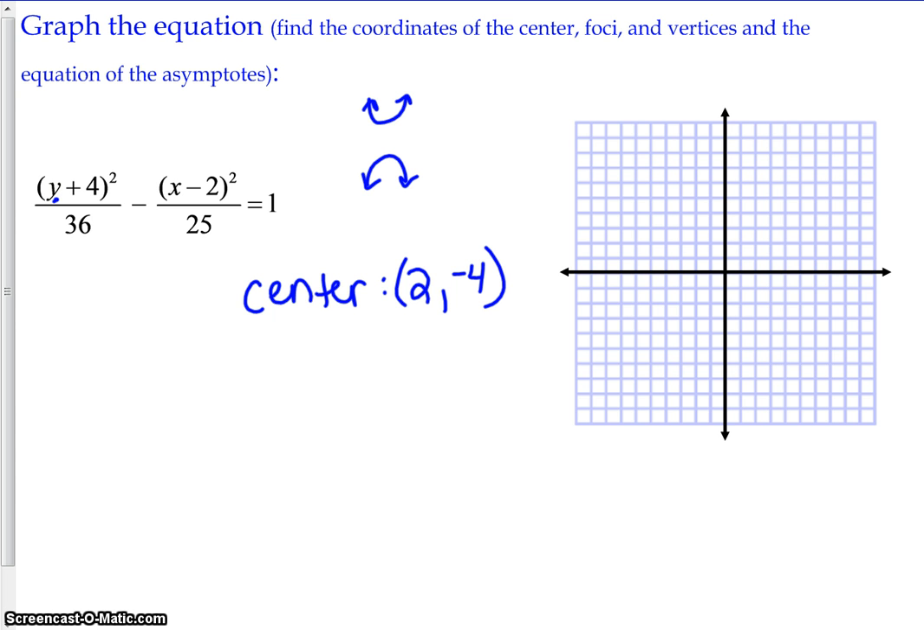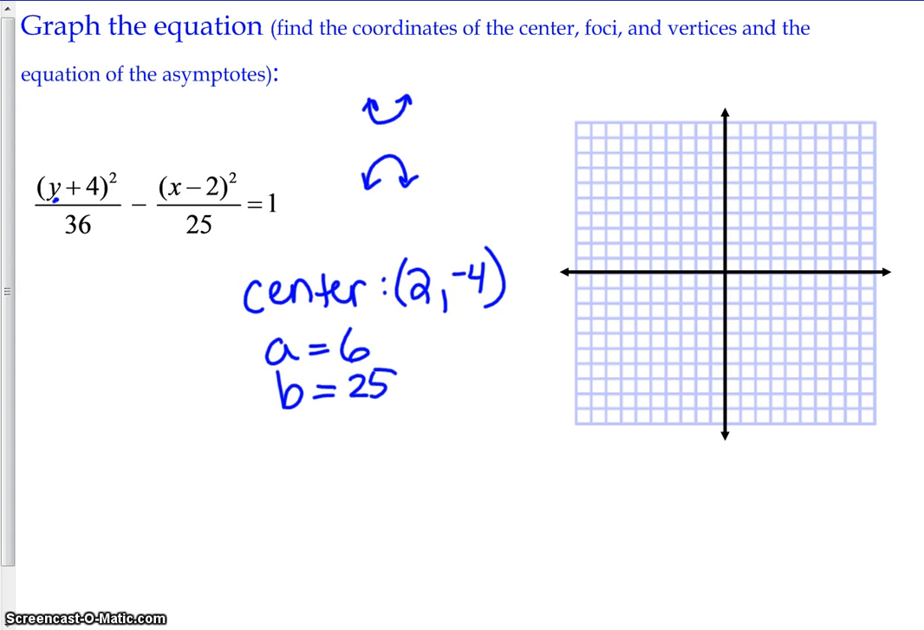My a, in this case, is going to be 6. My b is going to be 25. We'll talk about the foci in a minute because it's nice to know the foci, but it's not used a lot for the graphing part. Let's just talk about graphing it, although we're going to need to know the foci.